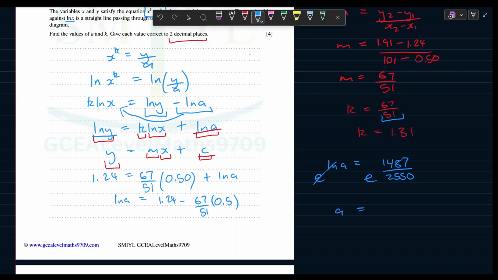So let's evaluate that. We get 1.79165 and so on. We need to give our answer to 2 decimal places. So a is going to be 1.79 and k, we concluded, was 1.31. So that's how we find a and k.